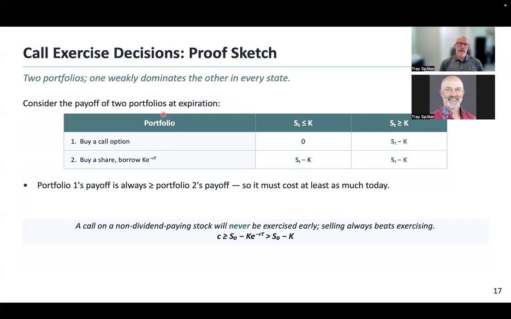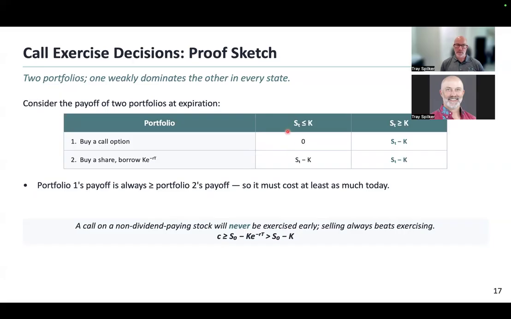Here's a proof sketch of the argument we just went through. If we consider two different portfolios, we'll see that one dominates the other in every case. So I'm evaluating a portfolio of buying a call option versus buying the share by borrowing the present value of the strike price.